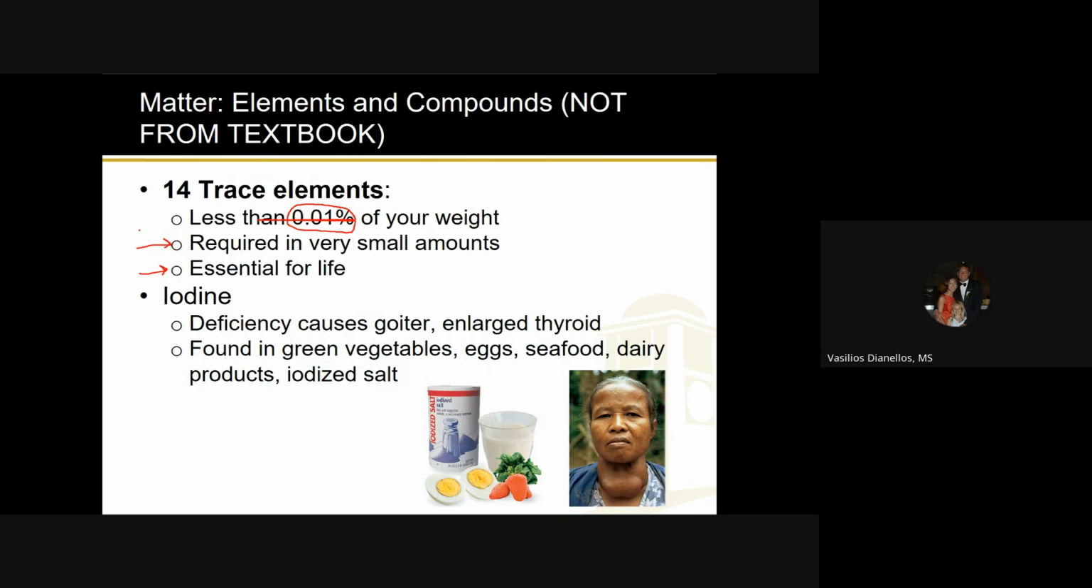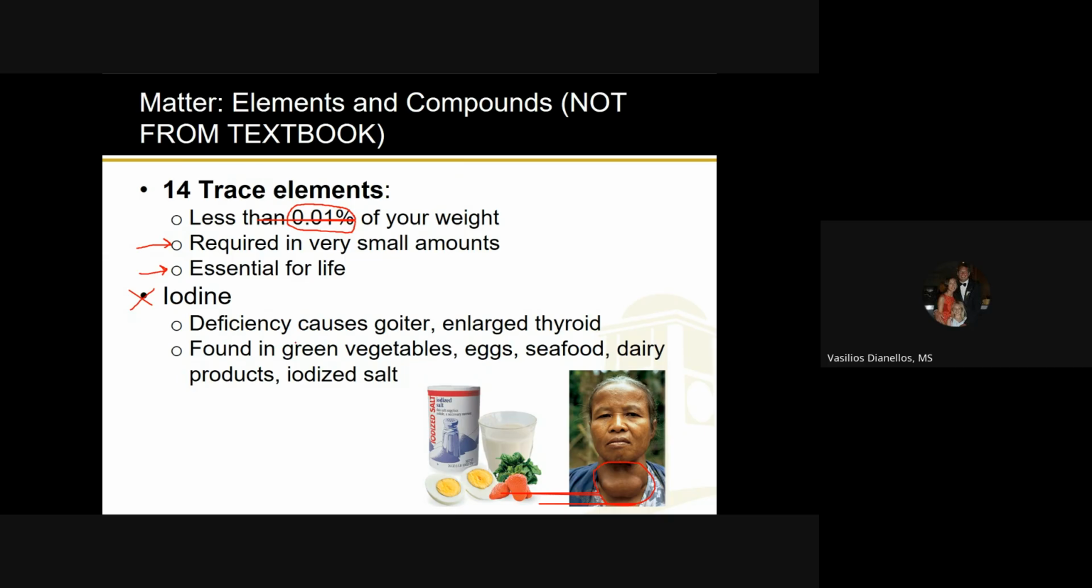So for example, iodine, right? It's a trace element. This is an example, by the way. So again, you don't need to memorize anything I'm about to tell you here. A deficiency of iodine causes something called goiter, which is an enlarged thyroid, right? It results in an enlarged thyroid, as you can see from this picture.